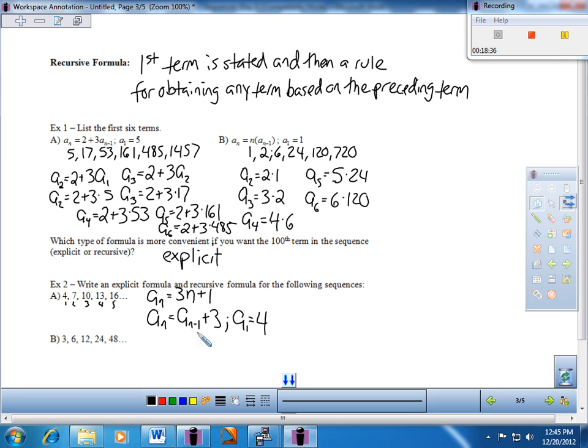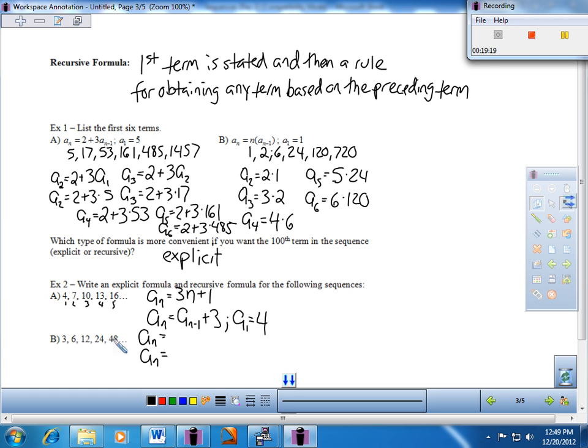Cool. Let's see if I have some room on the board here. I'm going to try to tuck this in. Let's do it one more time. Okay, how about this one? So let's do recursive first. What am I doing to go from here to here to here? So what would I do to go from one to the next, etc.?